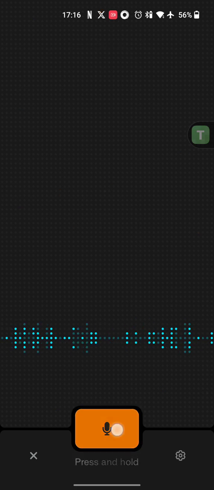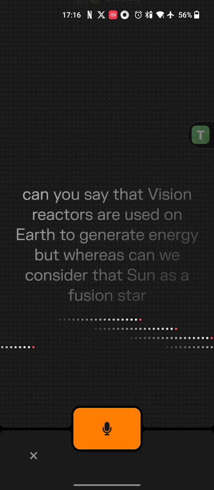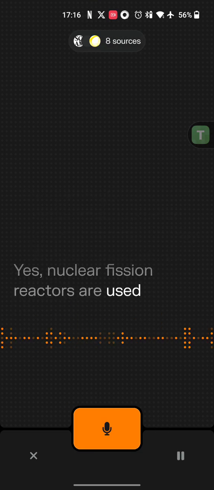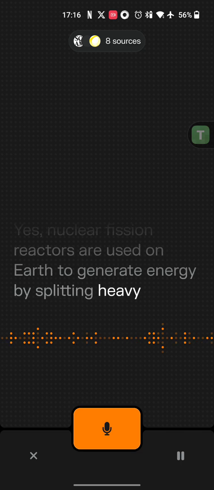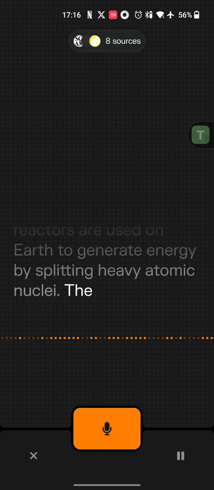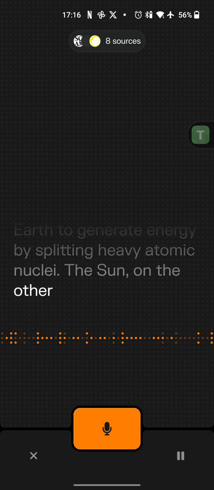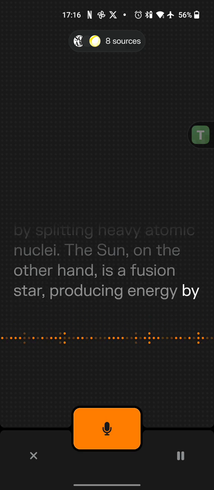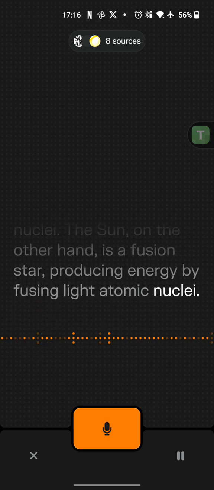Can we say that fission reactors are used on Earth to generate energy, whereas the Sun is a fusion star? Yes, nuclear fission reactors are used on Earth to generate energy by splitting heavy atomic nuclei. The Sun, on the other hand, is a fusion star, producing energy by fusing light atomic nuclei.